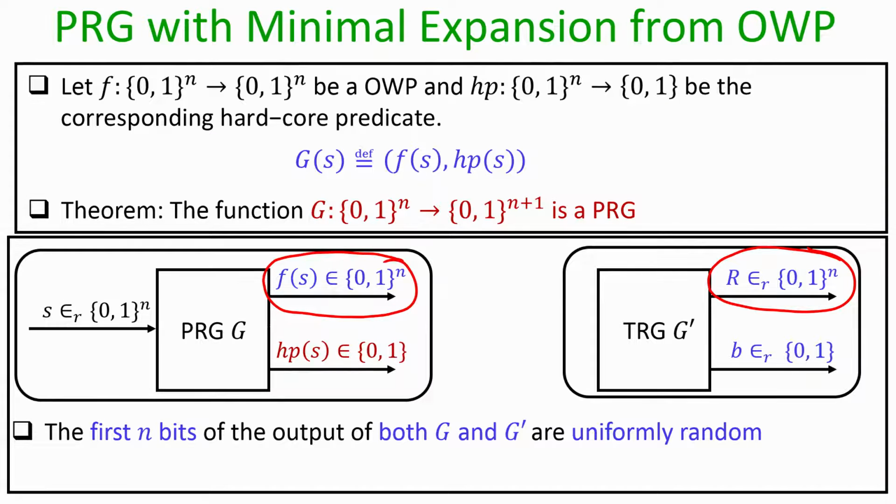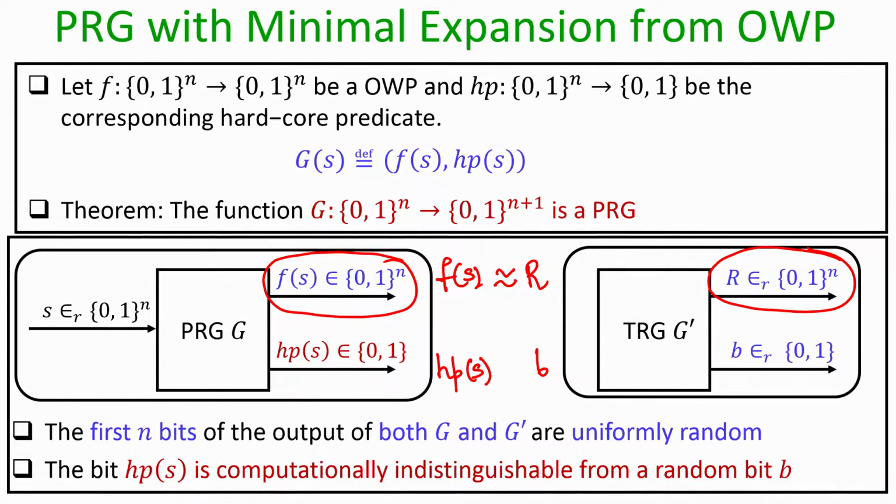This is because if the seed S to the algorithm G is uniformly random, then the function output f of s is also going to be uniformly random. That means this output f of s is actually indistinguishable from the output capital R. The difference is only in the last part of the output of G and the last bit of the output of G dash. For the case of G dash, the last output bit is a uniformly random bit, but for the algorithm G, the last bit is actually the value of the hardcore predicate on the input S.